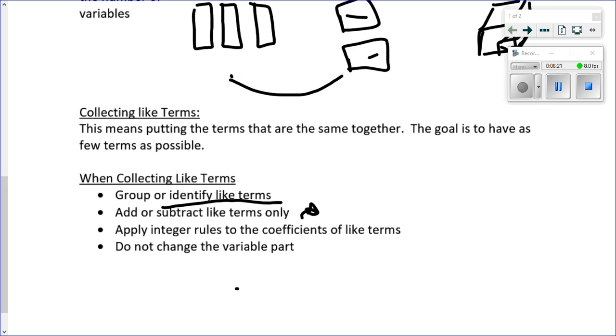So unlike multiplication, when you multiplied x times x, you got x squared. Well, if you do x plus x, you're going to get 2x. So the coefficient changes, but not the variable or the exponent. Let's get into some examples.